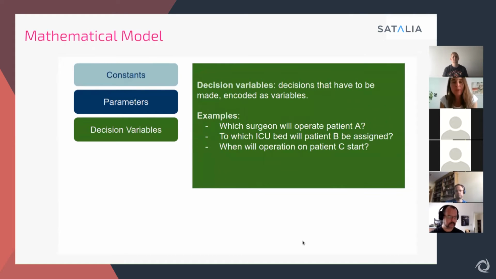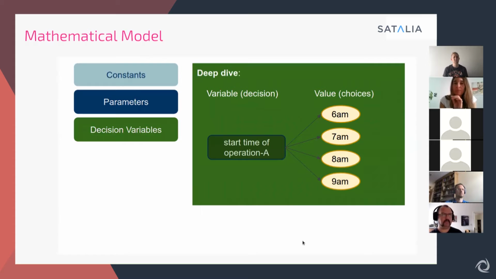The third component of the mathematical model are decision variables. The decision variables encode the decisions that we have to make and the choices that we have for them. Examples for the decisions we have to make are which surgeon is going to operate a specific patient, which ICU bed is going to be the bed for patient B after they have been operated, etc. If we dive a bit deeper, a variable is nothing but a mapping of the decision to the choices.